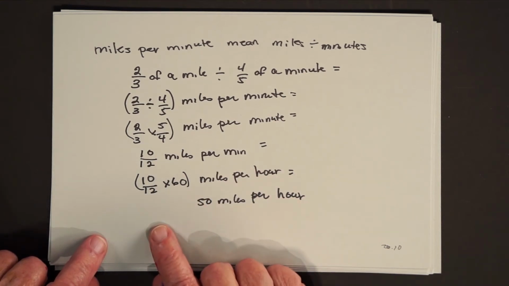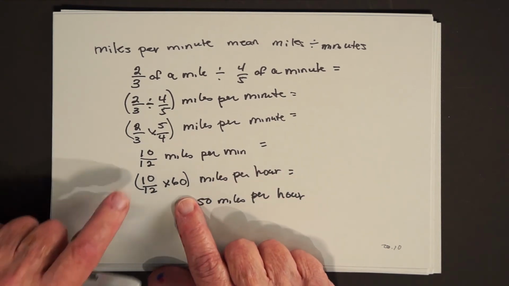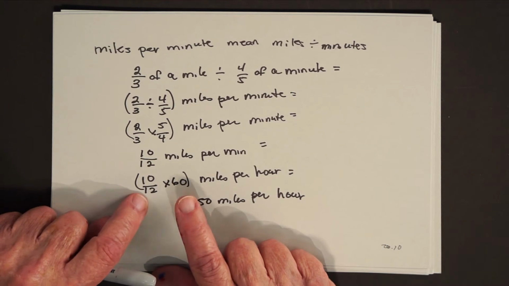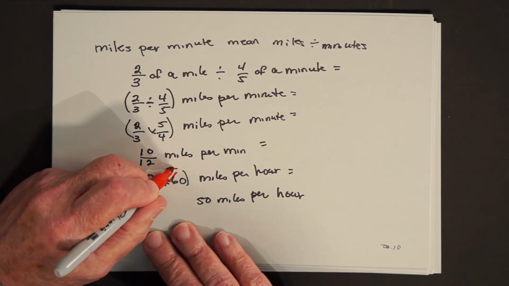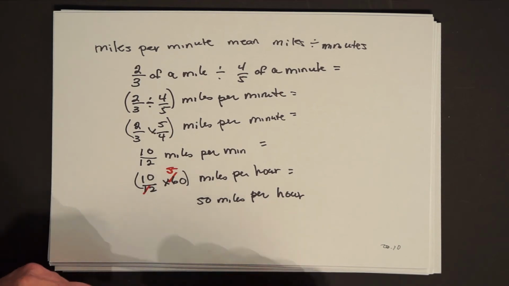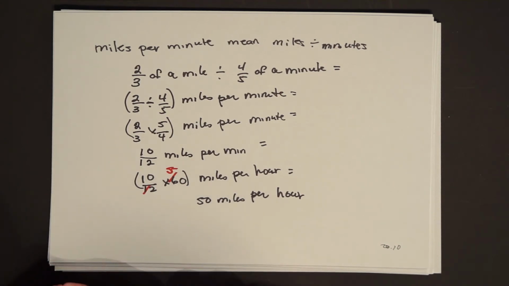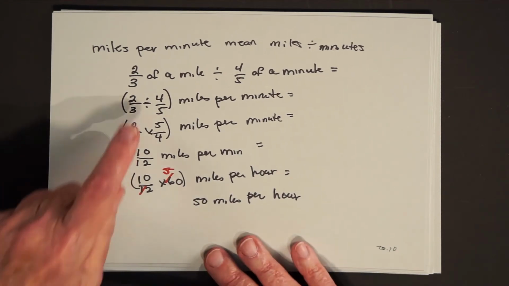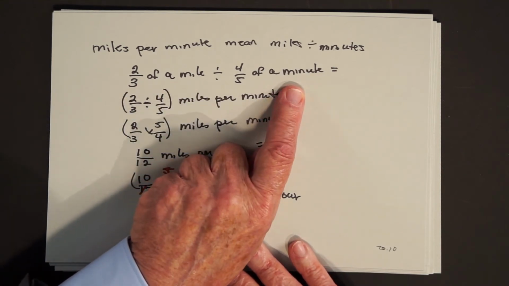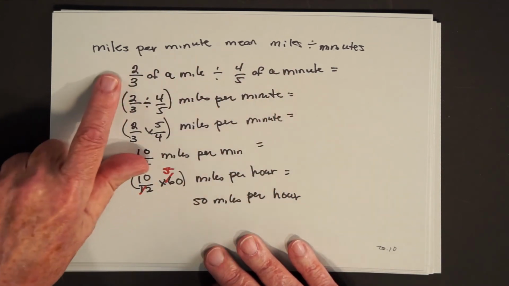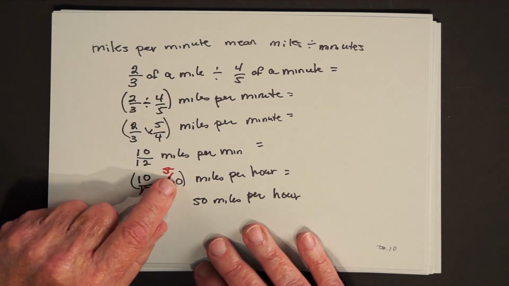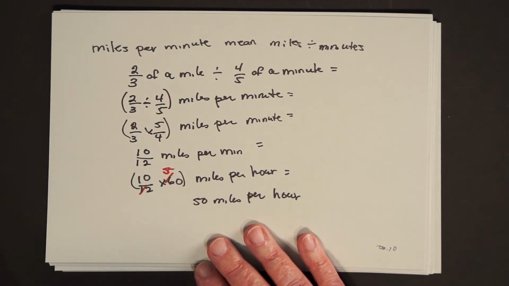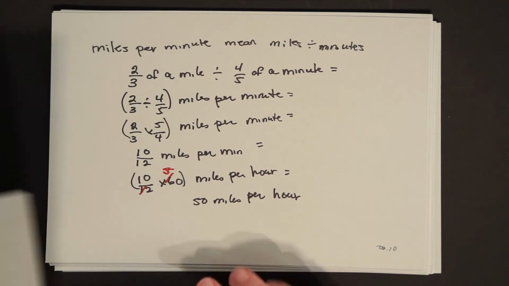How many minutes are there in an hour? 60, so you're going to go 10/12 of a mile 60 times. 12 goes into 60 5 times, and so your speed is 50 miles per hour. Pretty straightforward if you're not afraid of dealing with fractions. And even if you're not afraid of dealing with fractions, you might wonder why this technique still works. So I thought I would show this to you in a way that's more verbal.